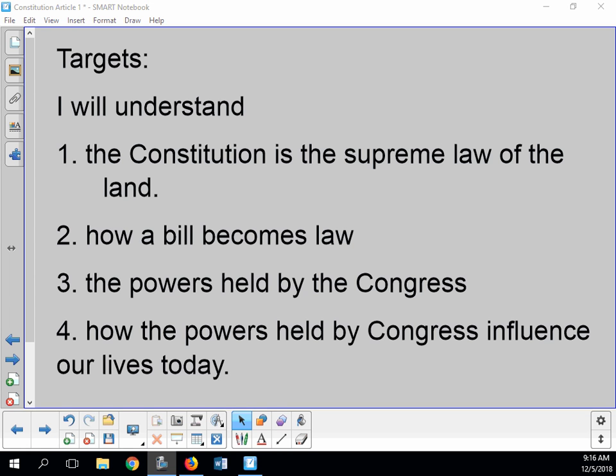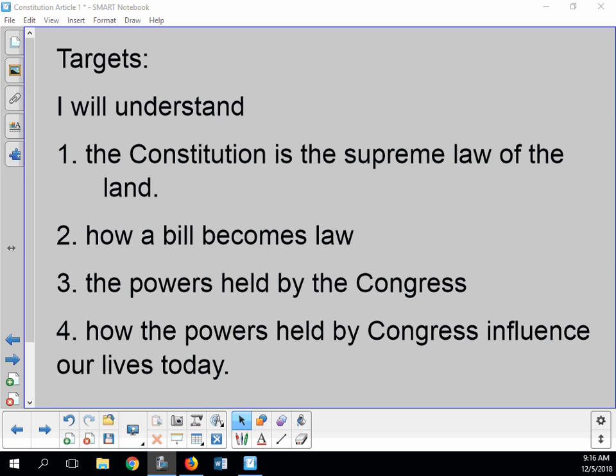Okay, so due to testing and because I did have some difficulty with some recording, I'm redoing this recording and including everything from Article 1 for this current unit. So we'll begin with targets.